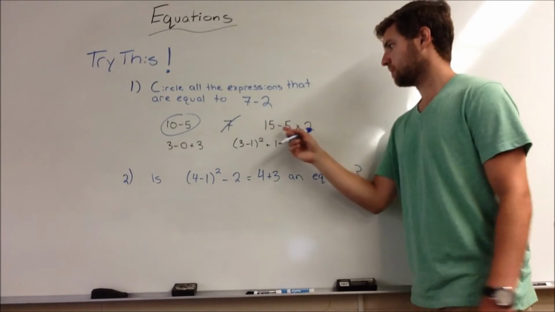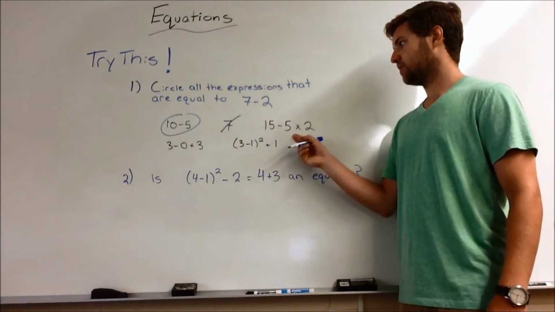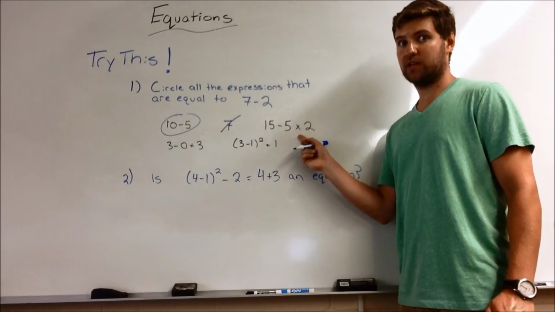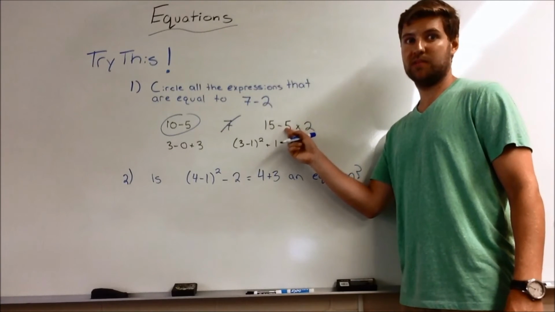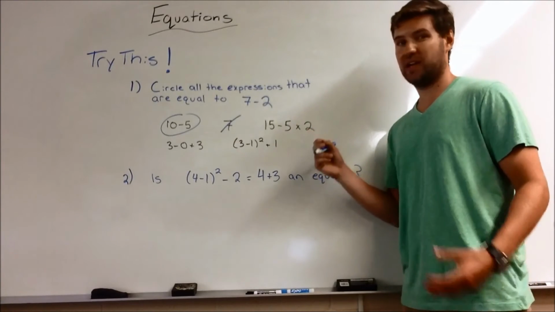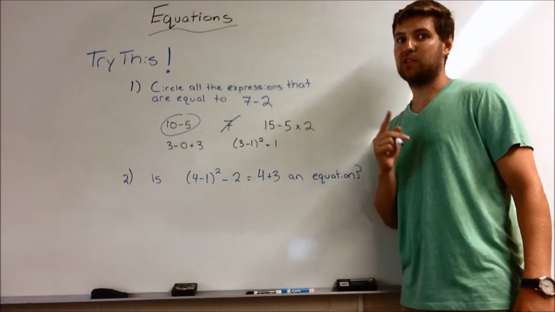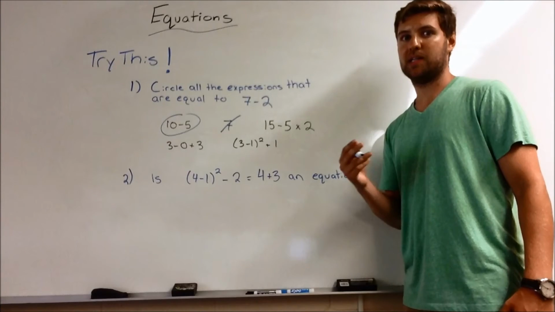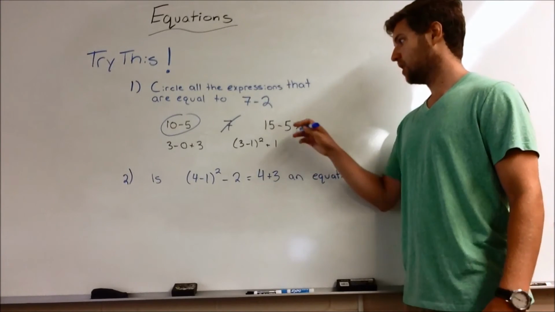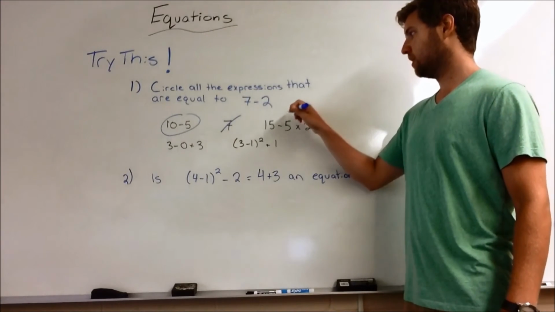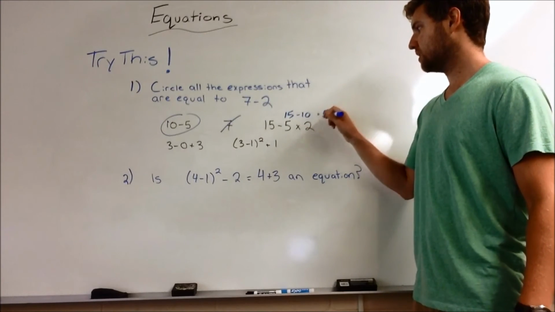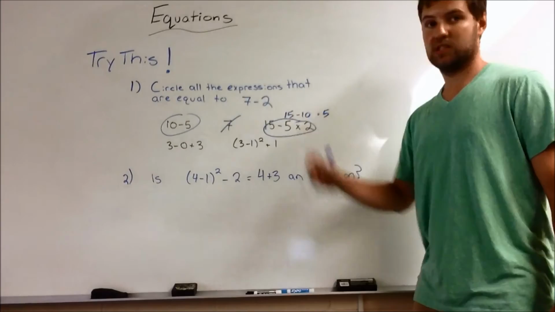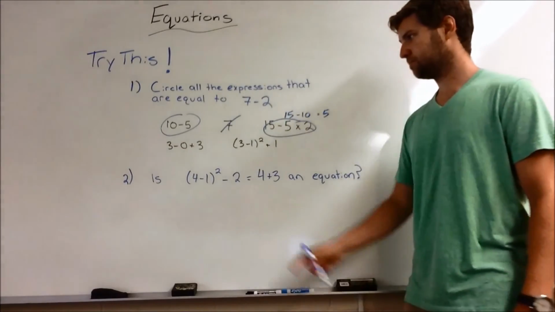Pretty obvious one. This next one, 15 minus 5 times 2. Bit of a trick. Remember, we gotta do order of operations. So a lot of you might have done 15 minus 5 is 10, 10 times 2 is 20, and said it's not an equation. Remember, we have to do multiplication first. In BEDMAS, multiplication comes before addition. So 5 times 2 is 10. So this is really 15 minus 10, which is equal to 5. Which is the same as the expression 7 minus 2.